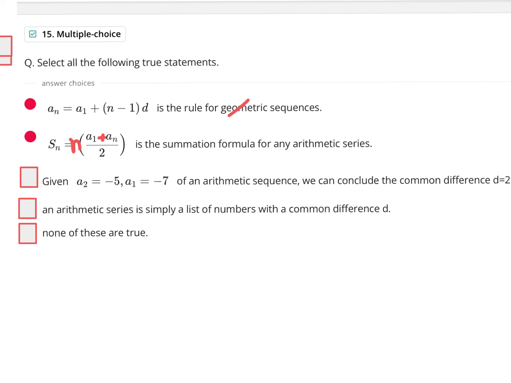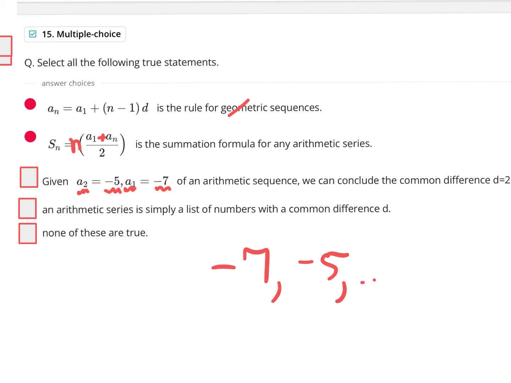It looks complicated. A sub 2 is negative 5, a sub 1 is negative 7 of an arithmetic. They're telling you there's an arithmetic sequence. You don't see the list, but it is arithmetic, and they are giving you your first term and your second term. And it says, knowing that it's arithmetic and knowing your first term and second term, can we conclude that the common difference is 2? The answer is yes. If you just write down what they're telling you, a sub 1 is negative 7. Your first number is negative 7. What's your second number? Your second number is negative 5.